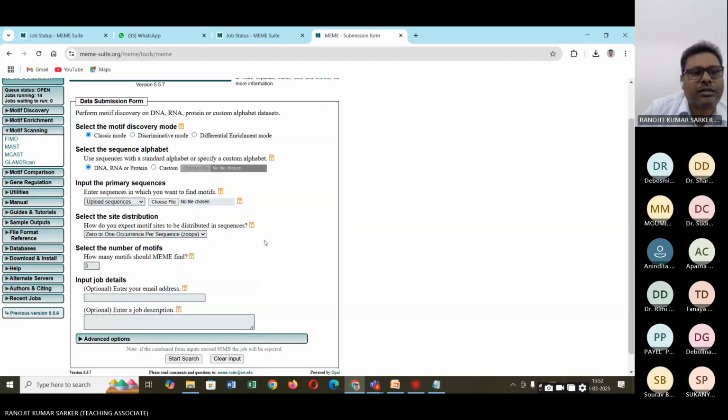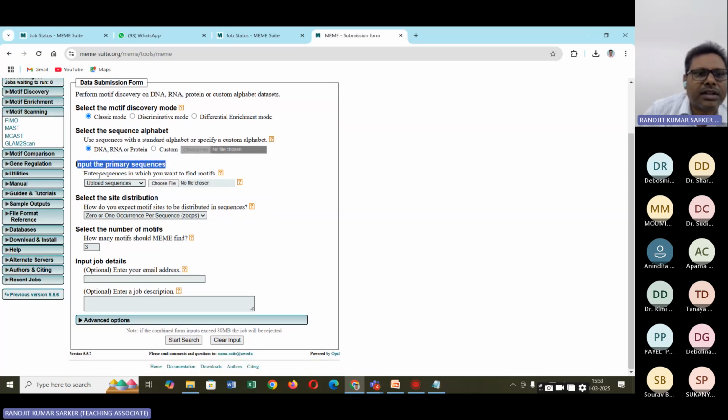Okay, so we can select DNA, RNA, or protein sequence. If we have a different file, we can go for that. Now we are using protein sequences, so we will select this one. Now, input the primary sequences. Here you see: enter sequences in which you want to find motifs.